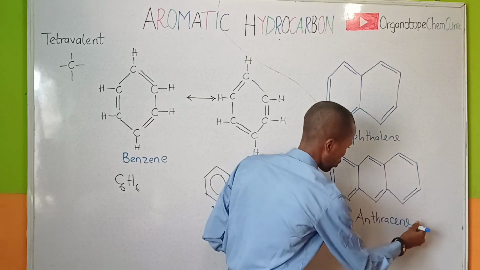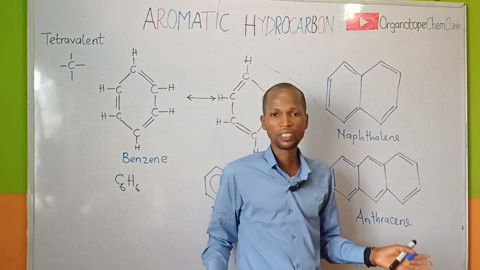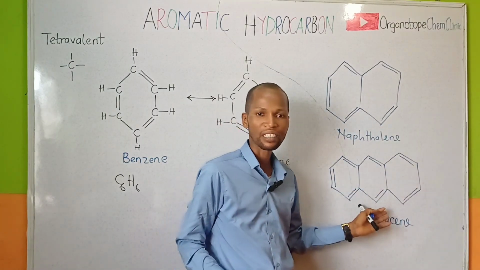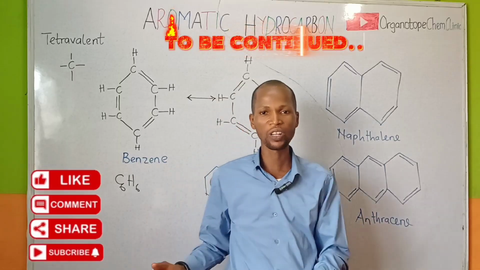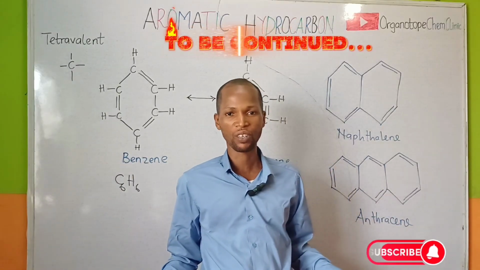Here is the structure of anthracene. Therefore, naphthalene and anthracene are regarded as polyaromatic hydrocarbons. Make sense?